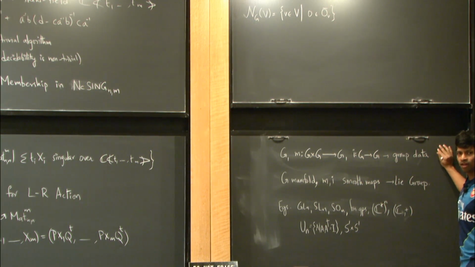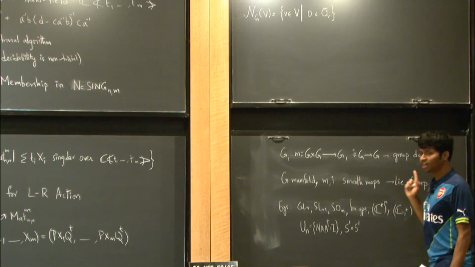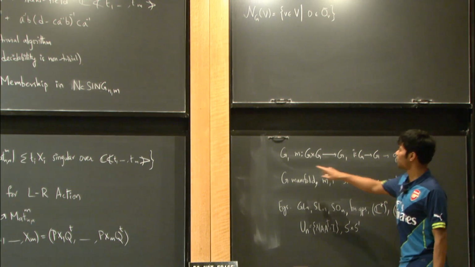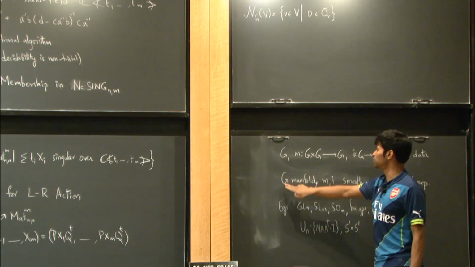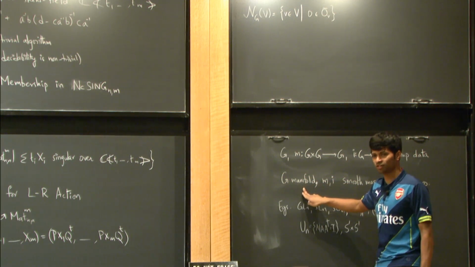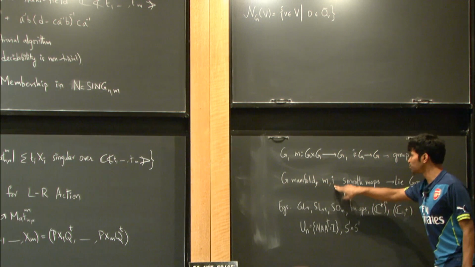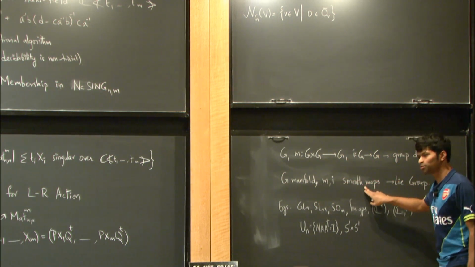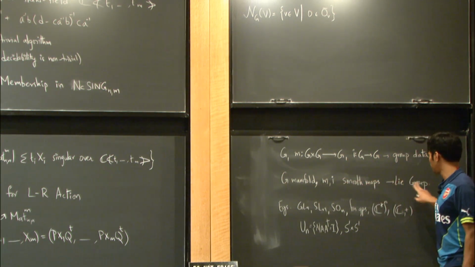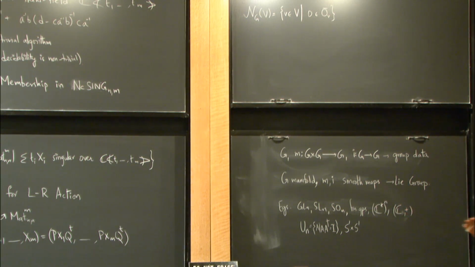Now, to get a Lie group, I'm going to ask for this group to be a manifold instead of a set. I'm going to ask for these two maps, multiplication and inverse, to be smooth maps, and what you end up with is a Lie group. So, what is a manifold? A manifold is something that locally looks like Rn, or Cn if you are doing complex manifolds.